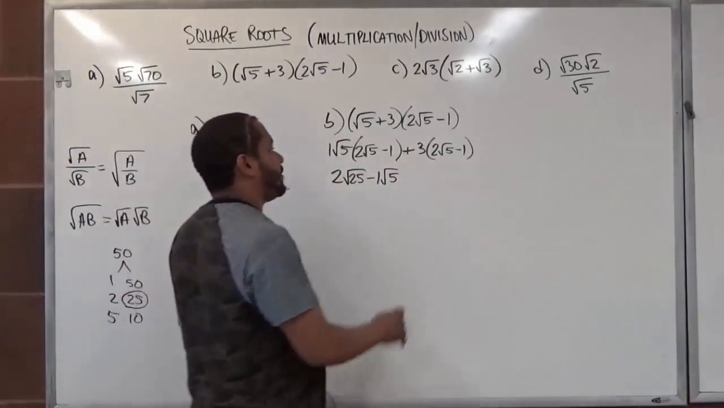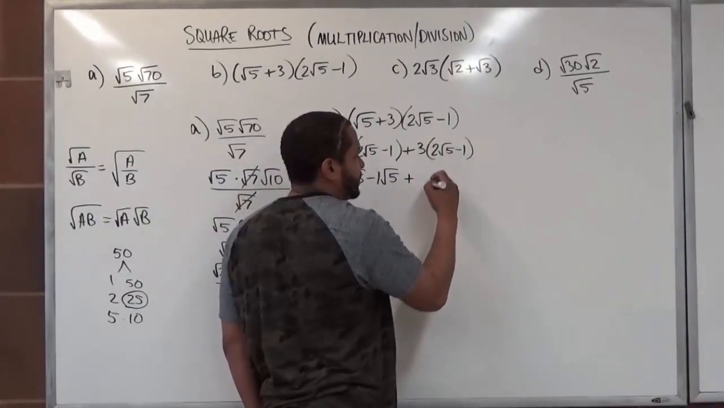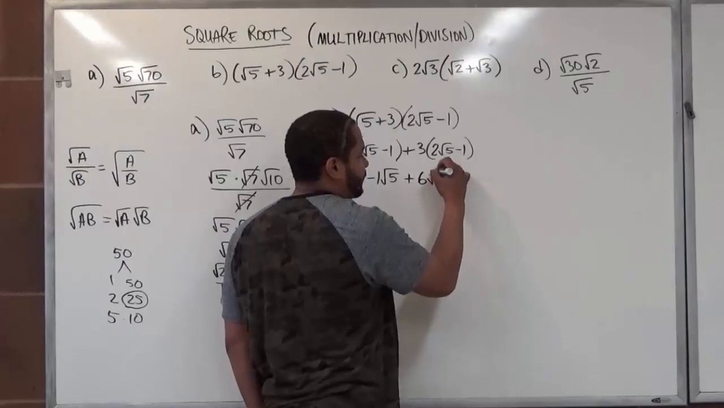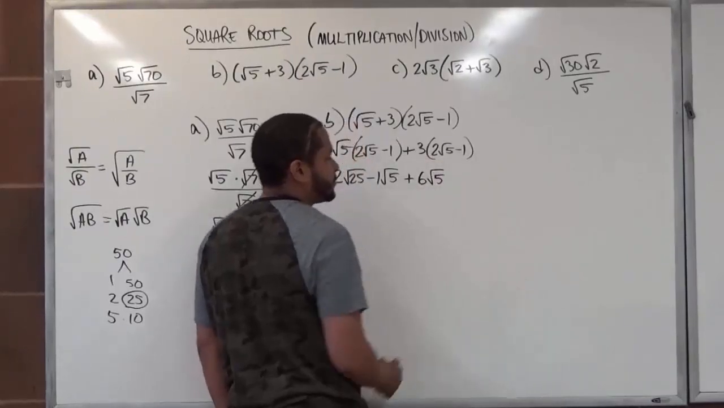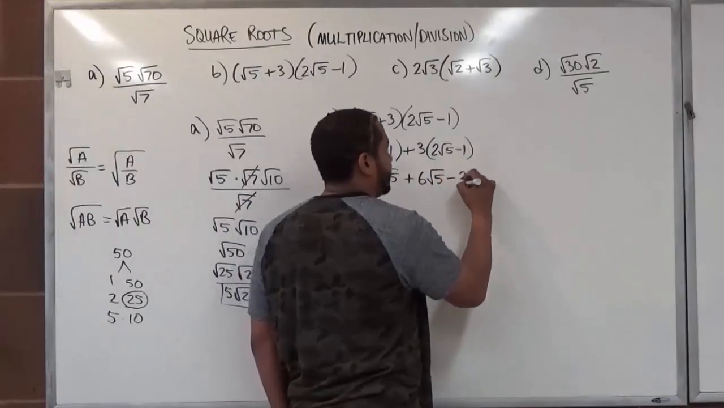For the next set, we have 3 by 2 radical 5. So again, we do the outside number with the outside number, which is 6. And the radical 5 is the term. 6 radical 5s when we multiply. And then we have 3 by negative 1, which is just negative 3.